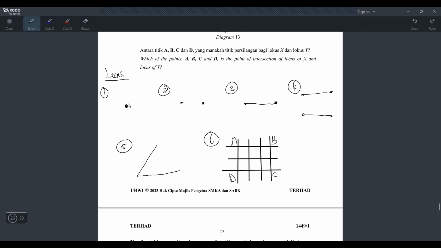Let's talk about the first type. The first type of locus, if they give you 1 dot, just draw a circle. If they want you to draw a locus and they give you 1 point only, you just draw a circle. They will tell you the radius, don't worry. Like, let's say 2 cm, then you just draw a circle with 2 cm. But what if they give you 2 points? If they give you 2 points, I just draw a line in the middle.